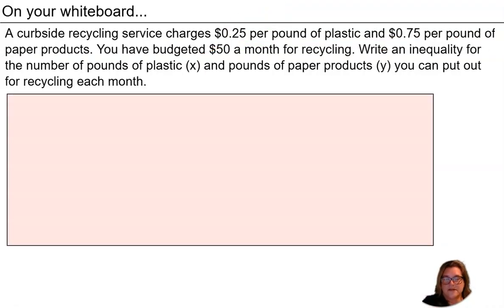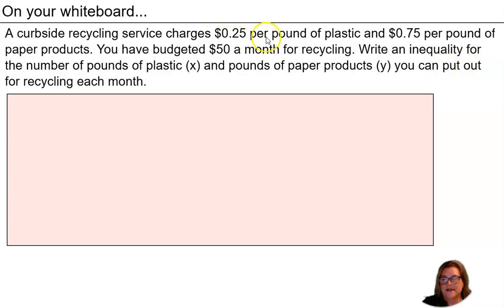So let's try this one. It's still curbside recycling with the 25 cents per pound of plastic, 75 cents per pound of paper products. But this time you're given a budget for the monthly recycling. So go ahead and write an inequality for the number of pounds of plastic X and pounds of paper products Y that you can put out for recycling each month. And when you're ready to go over the answer, you can resume the video.